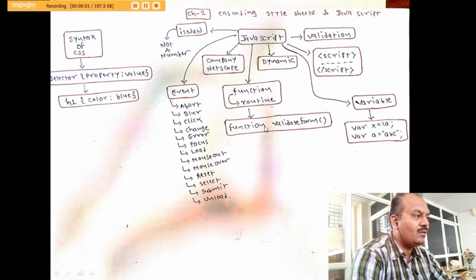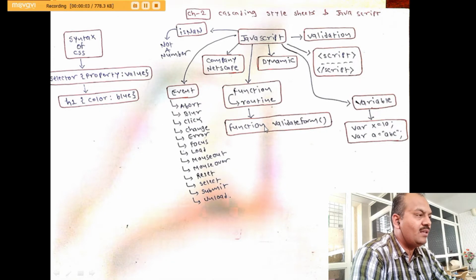Chapter number 2, that is there inside 12th standard computer subjects. As we know, JavaScript is a kind of programming language. It is developed by Netscape. Various features of JavaScript programming language are: it is dynamic.